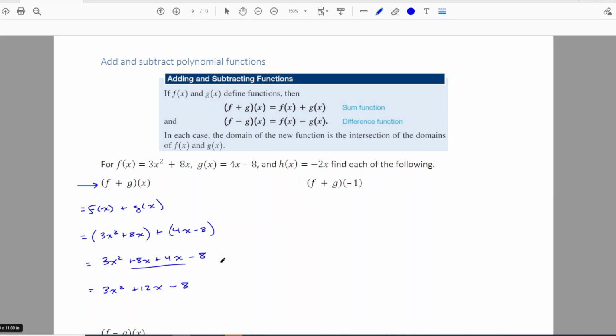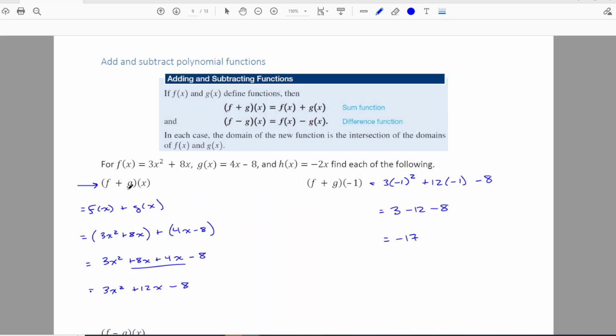Then they might get you to do something like find f plus g at -1. We have the f plus g of x expression, so we can simply plug in -1 for x. So if f plus g of x is 3x squared plus 12x minus 8, you'd have 3, replace that x with a -1, plus 12, replace that x with a -1, minus 8. That would give you 3 times -1 squared, which is 3 times 1. 12 times -1 is -12, minus 8. So then I have -20 plus 3, which would be -17.